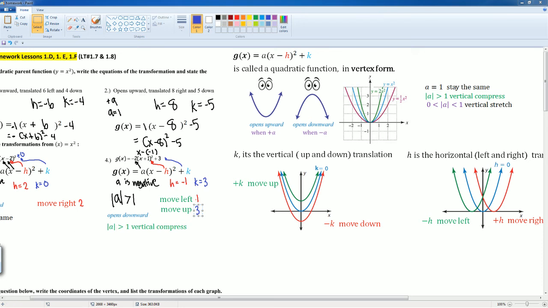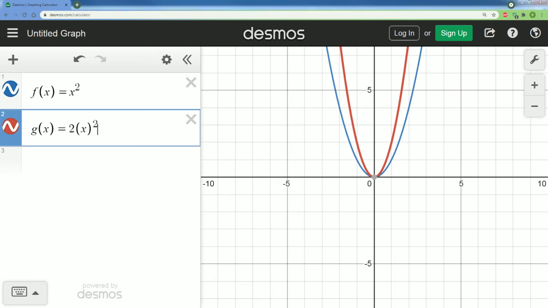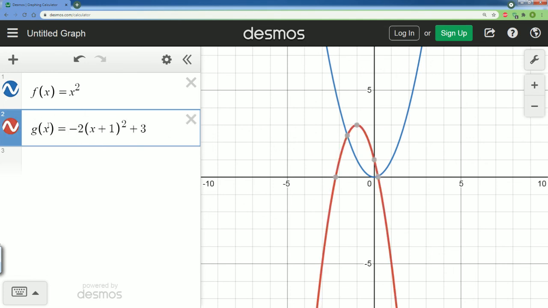All right, let me graph it for you to give you a better understanding. Okay, so what I have here is the original parent function of f(x) = x squared. And this is how the function looks once I graph it. It's in red. Now, it opens downwards. Notice that the vertex moves left by 1 and up 3.